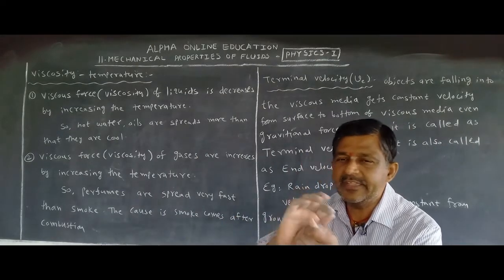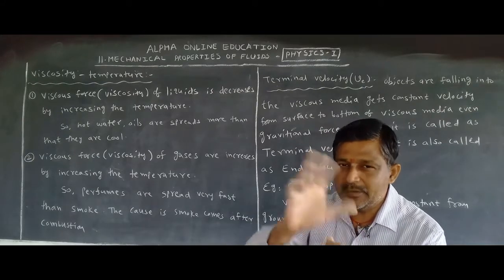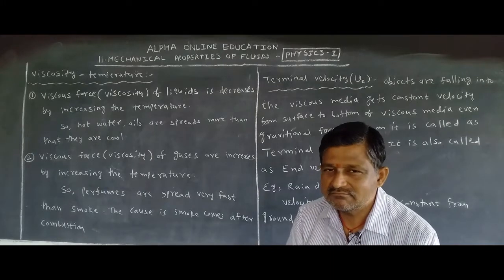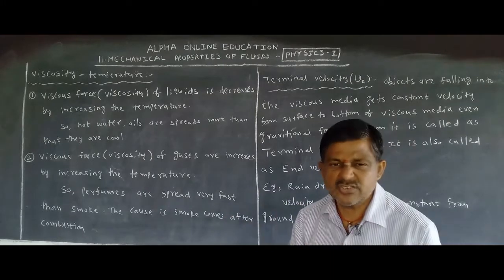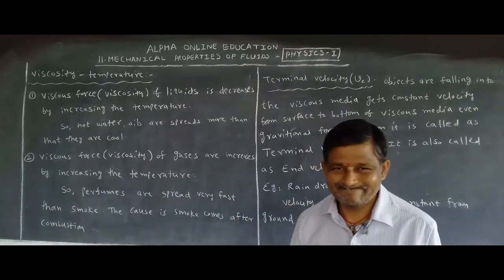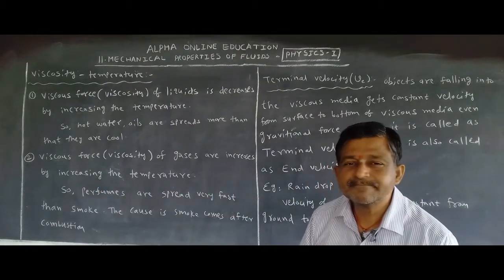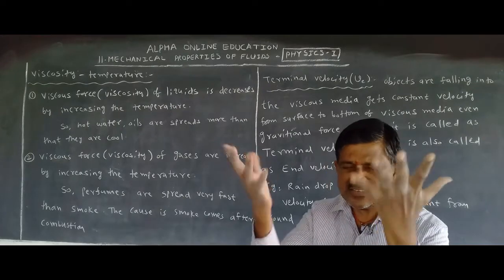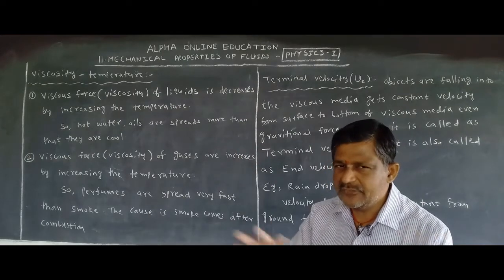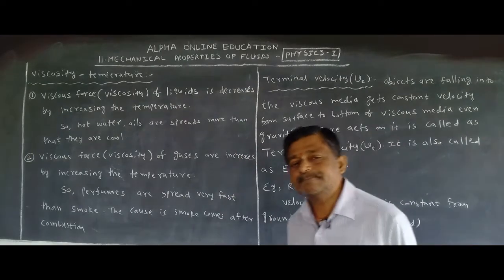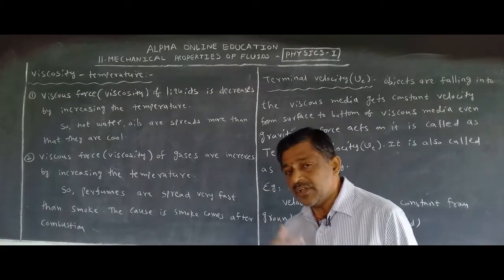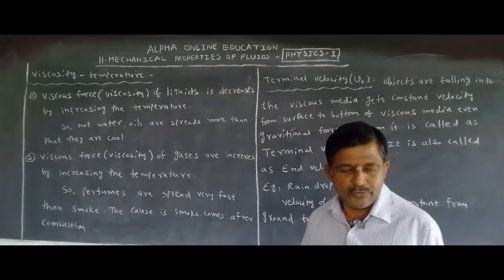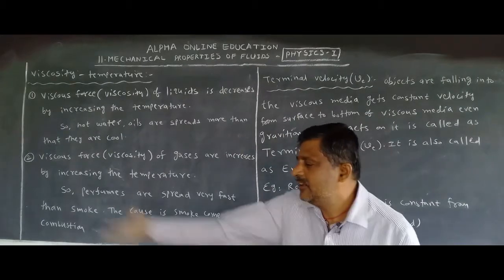Take an agarbatti, which one? We can get the smell, but it does not spread very fast. But if you take a perfume, it spreads very fast. Otherwise, take smoke from vehicles. Does the smoke move very fast or slow? Very slow. But perfume spreads very fast. If any person has applied perfume, we can identify it immediately when we walk by.